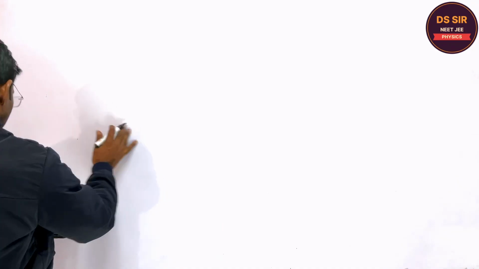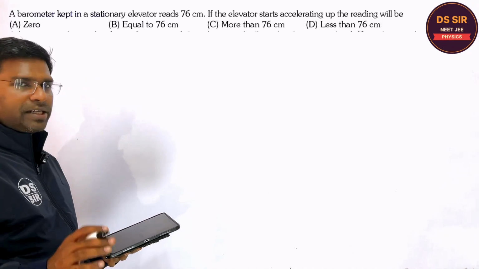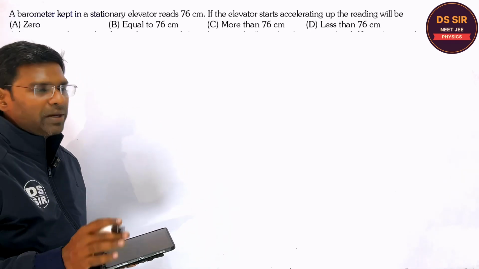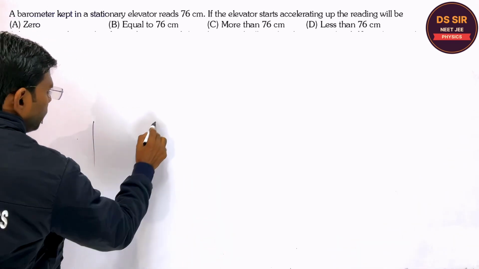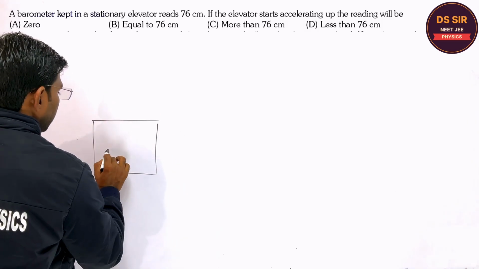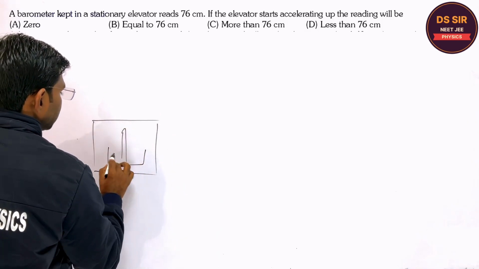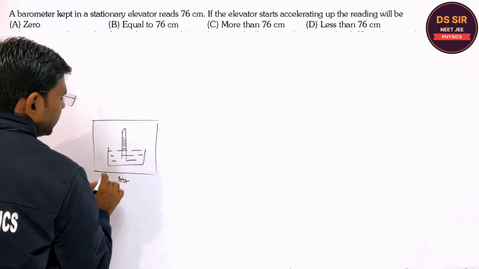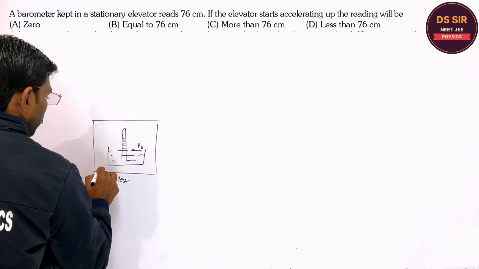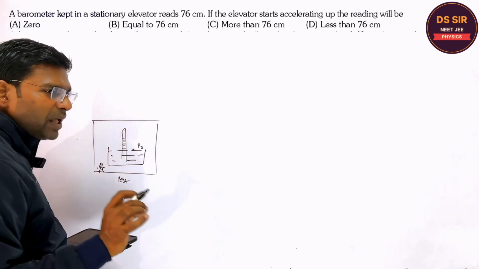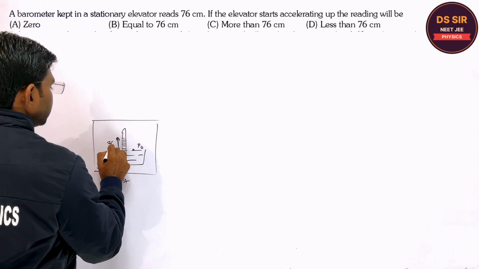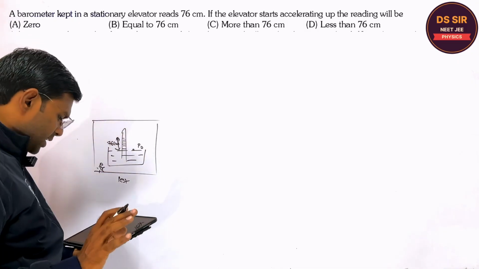Copy this. So in this example, the barometer kept in a stationary elevator reads 76 centimeter. If elevator starts oscillating up, the reading will be less or more, you have to tell. Suppose this is the lift and this is the barometer. It is placed inside the lift. It is at rest. So when it is at rest, the pressure at this point will be equal to the pressure of the atmosphere, and this height comes to be 76 centimeter initially. Is it clear or not?